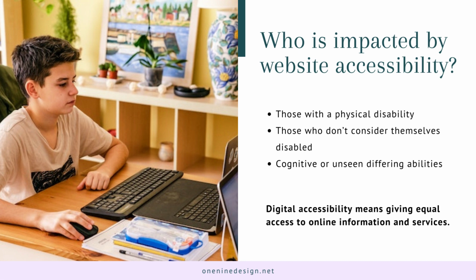The second group comprises those who don't consider themselves disabled. They may have a temporary condition, such as a broken arm or a recent eye surgery, or are simply in a situation where they need subtitles for videos so as not to disturb others. And the third category is anyone with a cognitive issue that may have difficulty reading or comprehending certain types or amounts of content. This group may struggle with distractibility, reading comprehension, dyslexia, or a number of other unseen cognitive challenges.